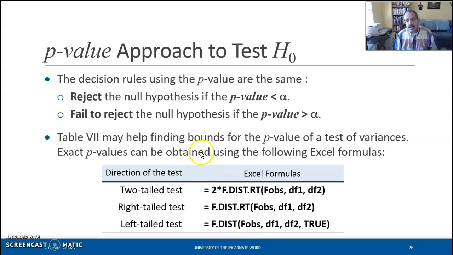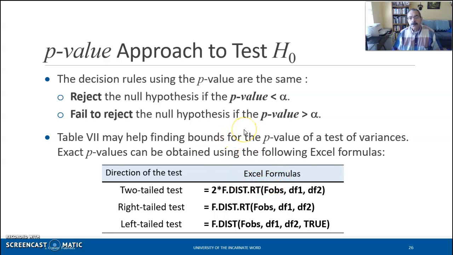And the reason we're not going to discuss the p-value is because now Table 7 is even skimpier than Table 6 for the t-distribution. So establishing probability bounds, there are going to be too gross a bound to really be able to determine if we can reject the null hypothesis or not.